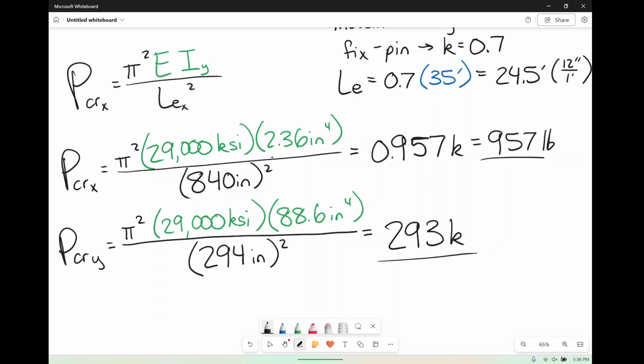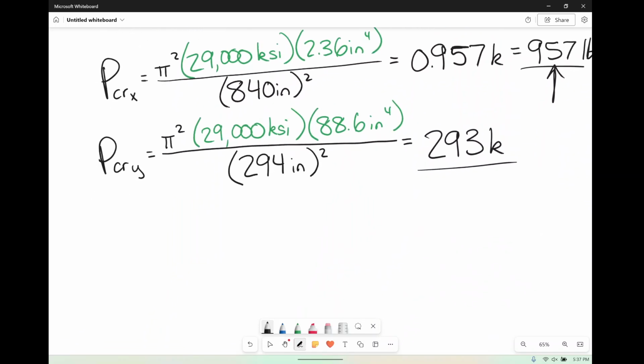Wow, what's the maximum we can put on this column? Well, sure as hell is not 293. Nope, it's going to be 957 pounds. Because once you go past that, obviously it's going to buckle in the x direction. So, like I said before, obviously the moment of inertia, you're thinking, oh, the smaller one's definitely going to control. That's literally just based on the supports that we have going on with our problem and the member that we picked. Technically, if you want to see how much these supports matter, let's switch the supports.